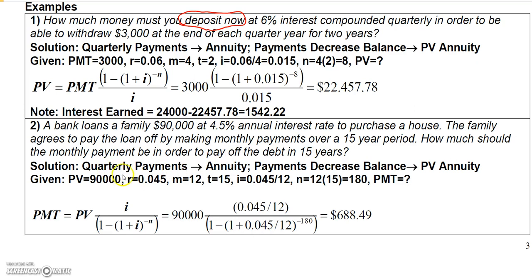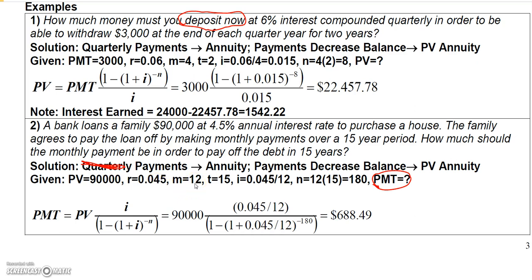Okay, now you're making, actually that should say monthly payments, not quarterly, but you're making monthly payments, so therefore this is an annuity, and those monthly payments will decrease the balance, so that would be a present value annuity since they decrease the balance. Now, you're actually trying to solve for the monthly payment. So, we know the present value is $90,000. We know the rate in decimals is 0.045.